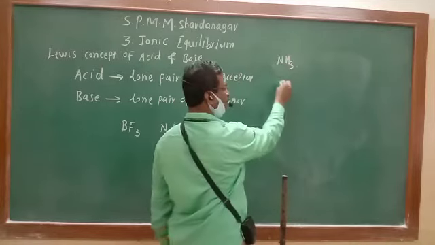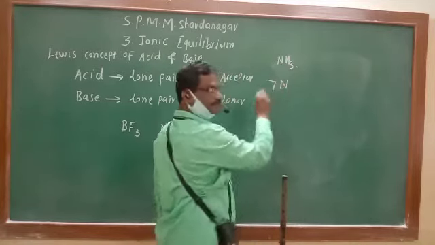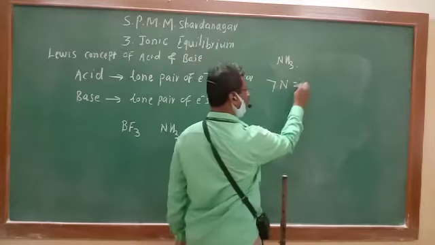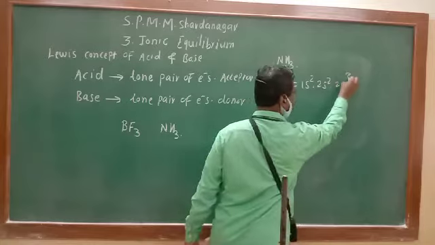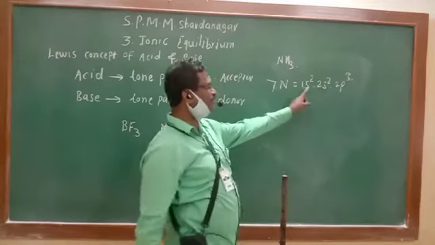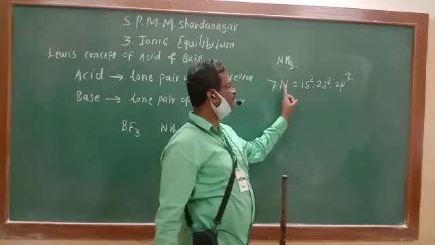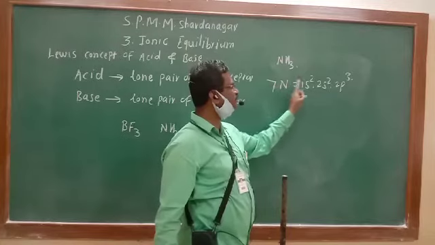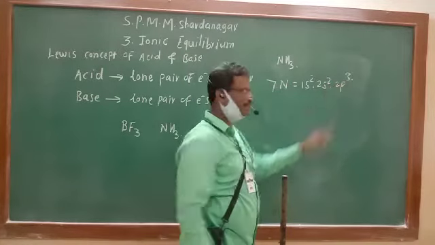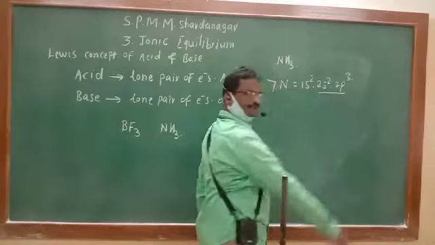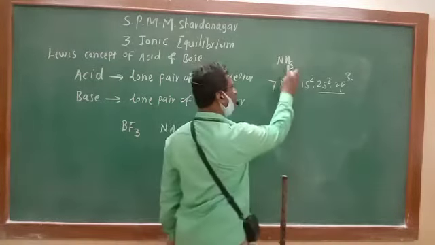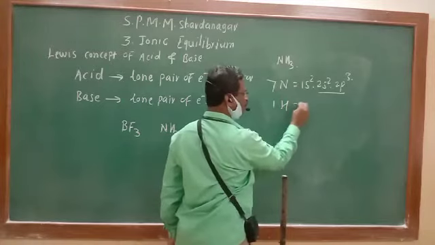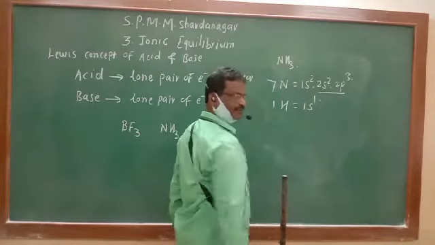In ammonia, nitrogen is the central atom, atomic number 7, electronic configuration 1s2, 2s2, 2p3. So how many electrons are there around the nitrogen? Total 7, meaning 2 plus 2 plus 3. There are 5 electrons in the second shell. H, hydrogen, atomic number 1, electronic configuration 1s1.